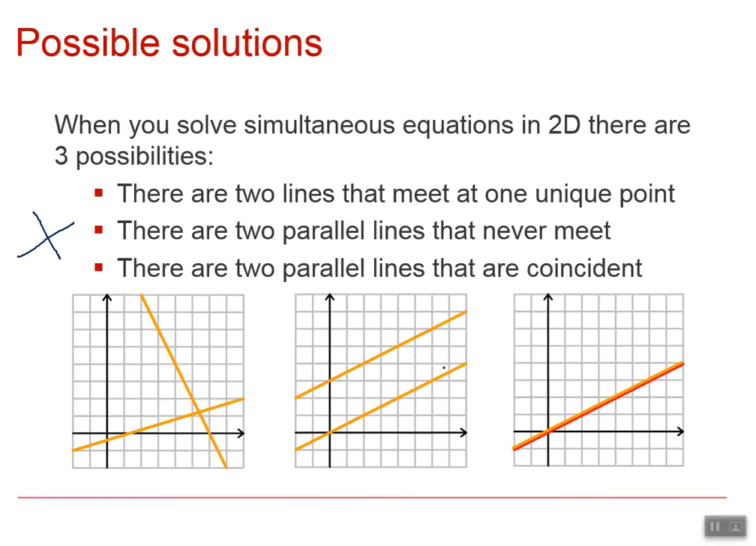Now we can use the value of the determinant to give us a clue about which of these cases we have. If the determinant is not equal to 0, then we have a unique solution. If the determinant equals 0, we can either have infinitely many solutions because they are the same line, or we can have no solutions because they are parallel lines.